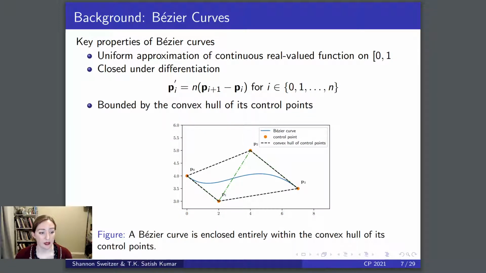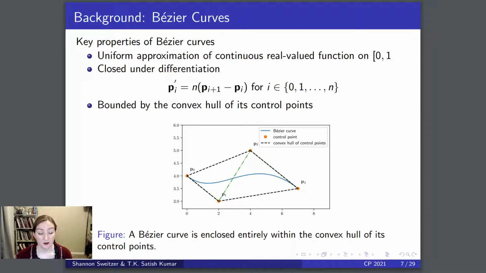Bezier curves have 3 key properties that make them particularly useful for an application such as this. First, they can uniformly approximate any continuous real-valued function defined on the interval [0, 1]. This is established by the Weierstrass approximation theorem. Second, Bezier curves are closed under derivatives. That is, the derivative of a Bezier curve is a Bezier curve with degree 1 less than the original, and control points given by the relation you see here, where the p_i's are the control points of the original curve, and the p_i primes are the control points of the derivative.